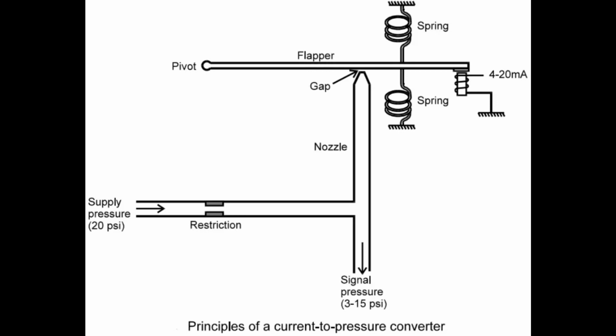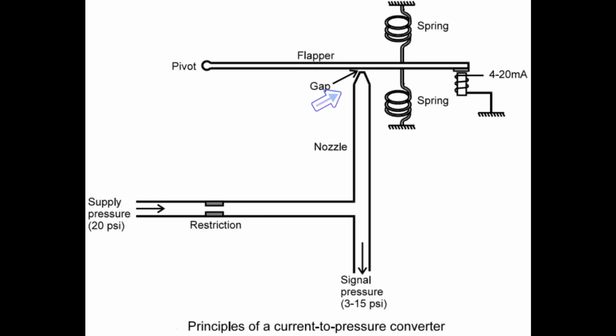Now, as promised, I'll give a brief explanation how the I to P transducer works. As you can see from the diagram, there is a supply air with a pressure of 20 psi. The 4 to 20 milliampere will be used to supply a small coil that would tend to move the flapper up and down. When the gap is small, there will be big back pressure that will cause to increase the pressure signal below. The maximum pressure that it can deliver here is calibrated at 15 psi.